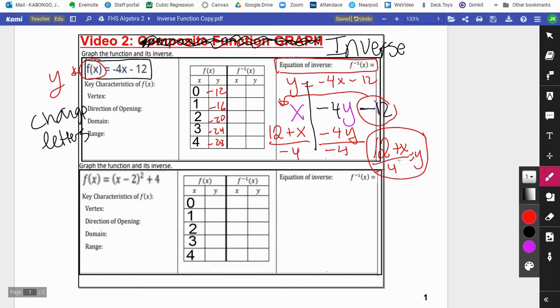So here's a shortcut. So pay attention. Eyes on me. Isn't that a song? All eyes on me. All right.